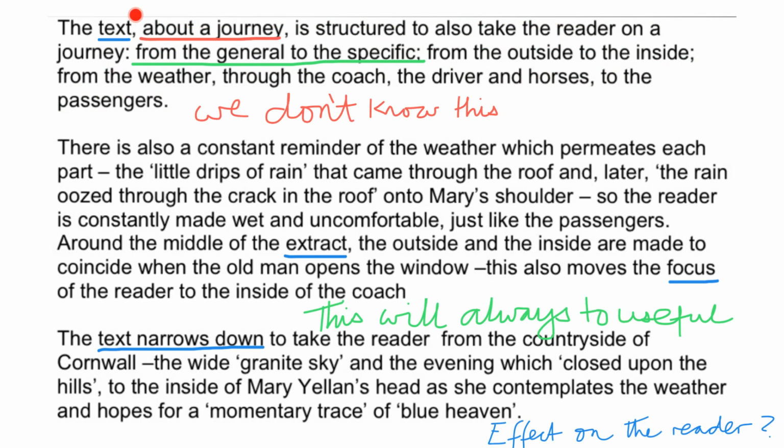Now, I haven't done that here, and there's a reason why I haven't done it. The examiner here is assuming that that extract is a whole text on its own, but it isn't, is it? It's just the beginning of a novel, and then the whole novel isn't about a journey, or if it is, there's no way that you as a student would know that. So actually, this first part is something we don't know. The examiner can't actually write that.